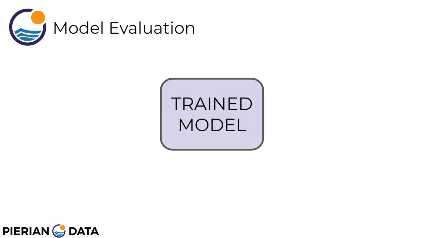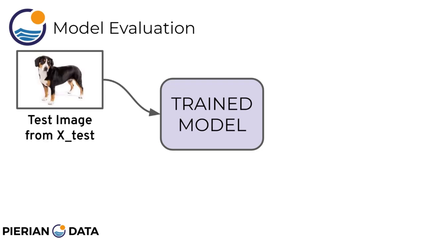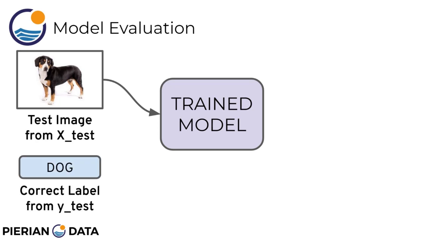Let's imagine we've already trained our model on some training data, and now it's time to actually evaluate the model's performance. This is where our test data set comes in. So we take a test image from what we're going to label X test. X meaning features. So the actual image itself is a feature, and this is from the test set. And there is a corresponding correct label from Y test. So we have the feature or image X, and that's a test image, and we also have the correct label from Y test. And in this case, we can see that this image is an image of a dog.